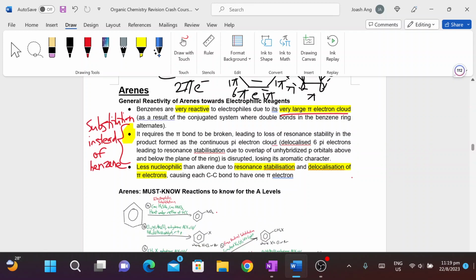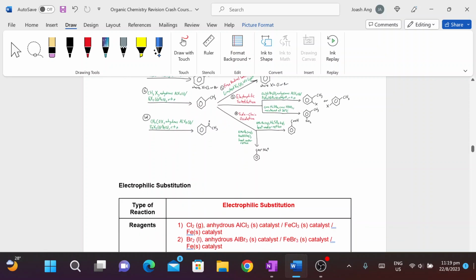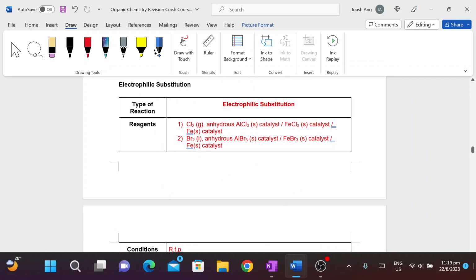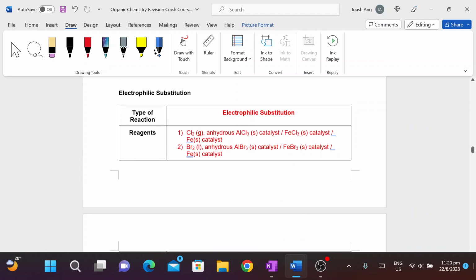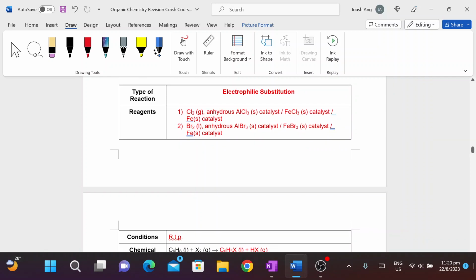Alright, so now we're gonna look at some of the reactions that arenes undergo. This is a summary. As usual, you can just take a look yourself. Then the first reaction involves electrophilic substitution of your halogens onto the benzene ring. So as you can see, the physical state of halogens is under standard conditions, and we use anhydrous aluminum chloride catalyst, iron 3 chloride catalyst, or iron catalyst.